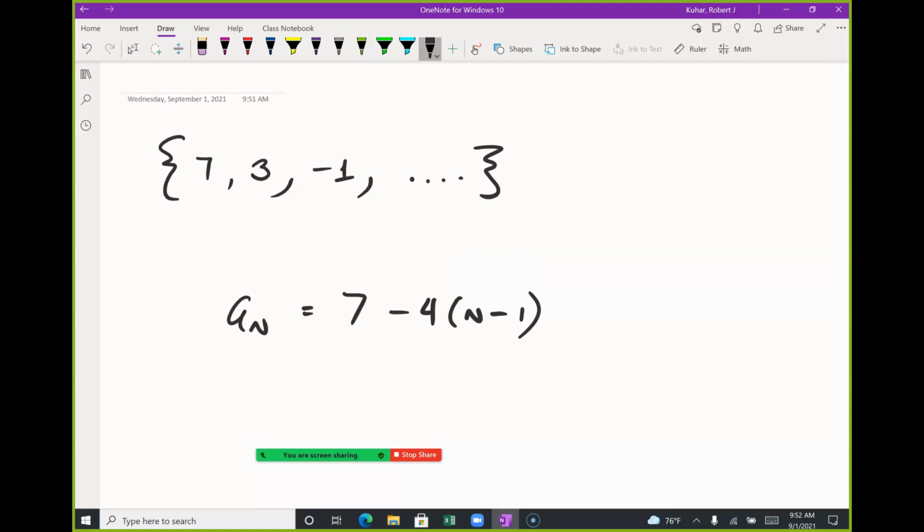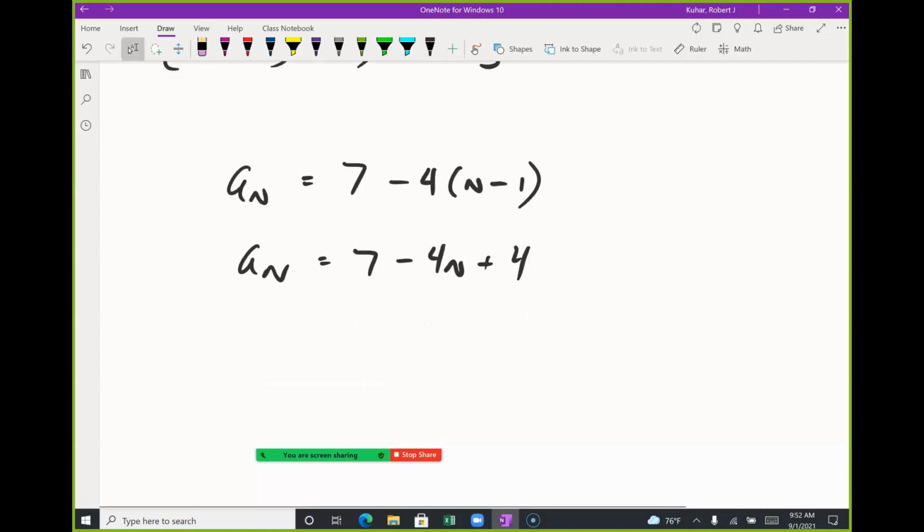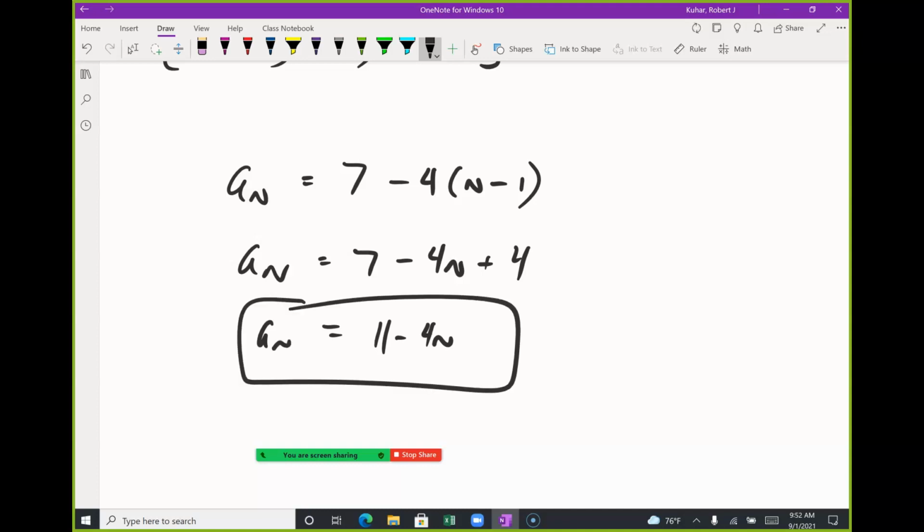What I'm saying there? And I can make that look a little bit better, right? I can do 7 minus 4n plus 4. So I get 11 minus 4n. And that's the way we're used to looking at it, like an mx plus b, right?